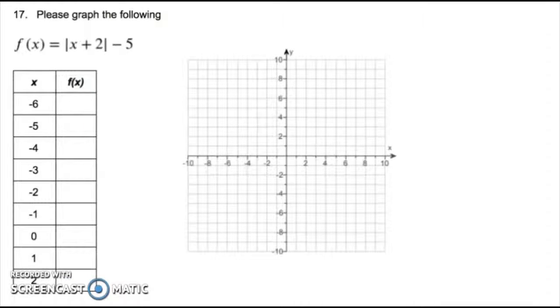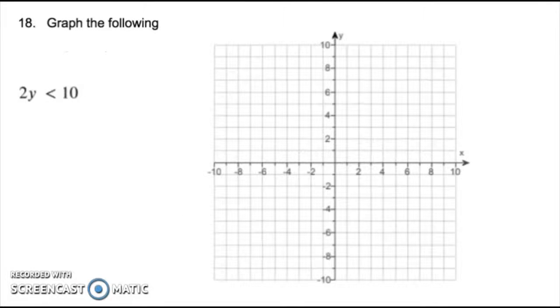So filling in the table, we end up with this. Now looking at a graph, it's absolute value, so you know it should look like an absolute value graph. So when I plot these points, it looks like that, which is exactly what the absolute value should look like. This one is shifted down and to the left though. Now I connect them, and that will be my graph for number 17.